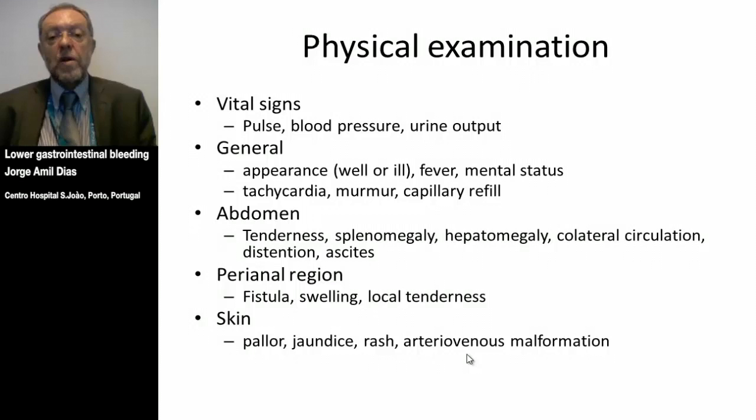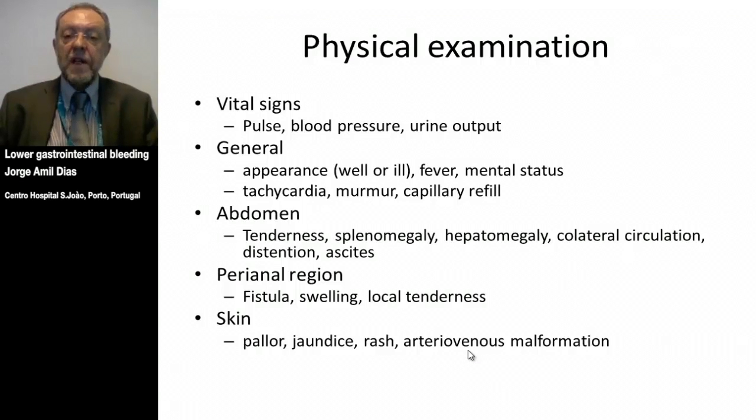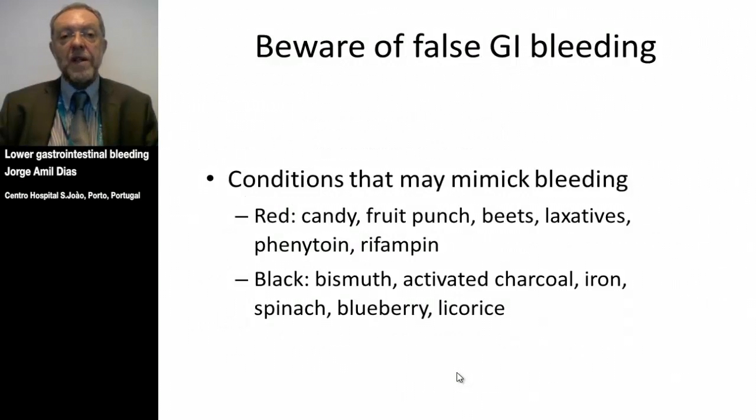Looking at the skin, is there pallor or jaundice? Is there any rash or evidence of arteriovenous malformations? We know that some vascular malformations go along with skin or visible lesions, and these may also present in the gastrointestinal tract and be a source of recurrent bleeding.